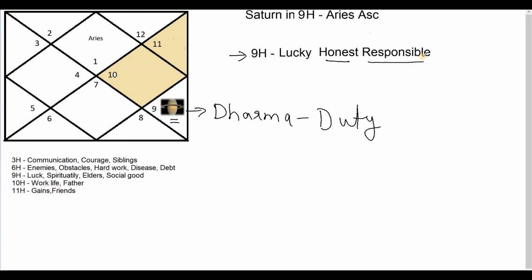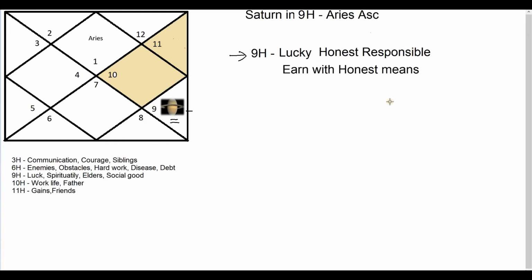People with this placement are responsible towards themselves, towards society, towards family, and they carry out all of their duties generally very honestly. Now Saturn is also the lord of your 10th house as well as the 11th house, which means it rules over your work life and the money or gains you have from that. And the lord of both of these placed in the 9th shows that you earn with honest means.